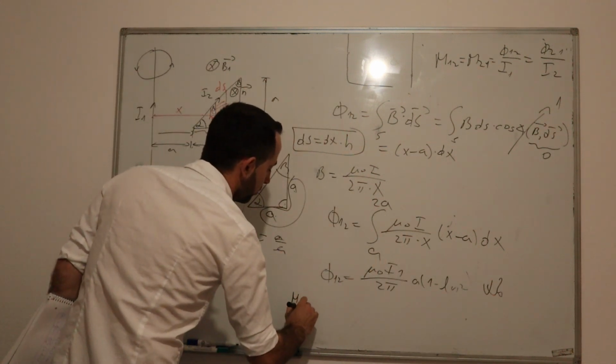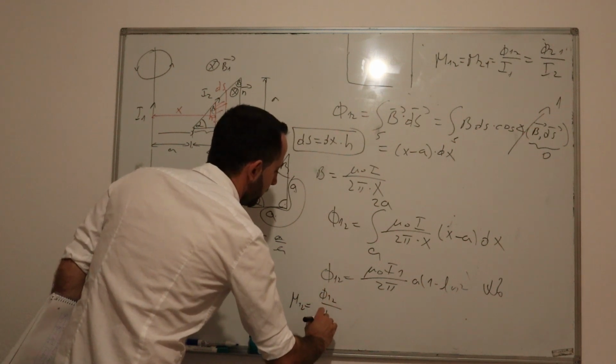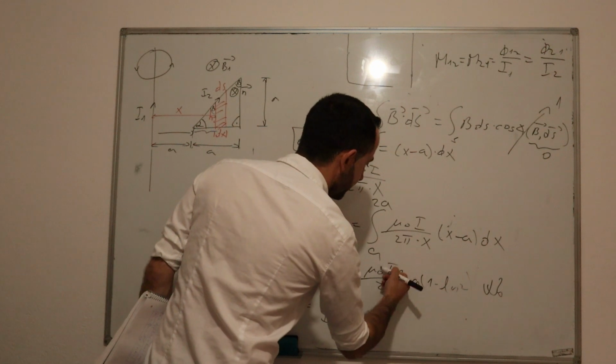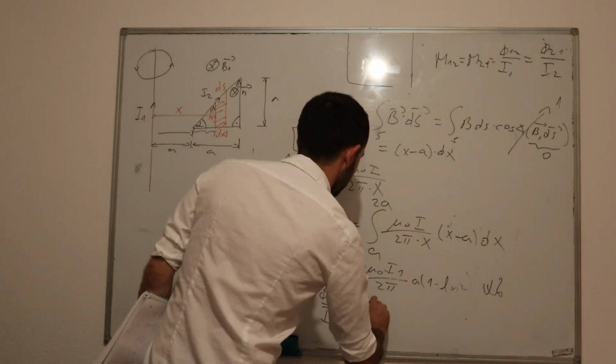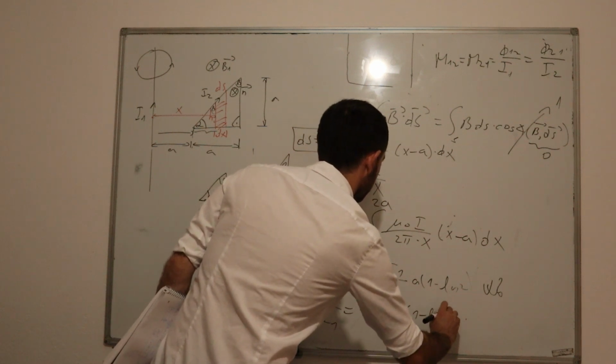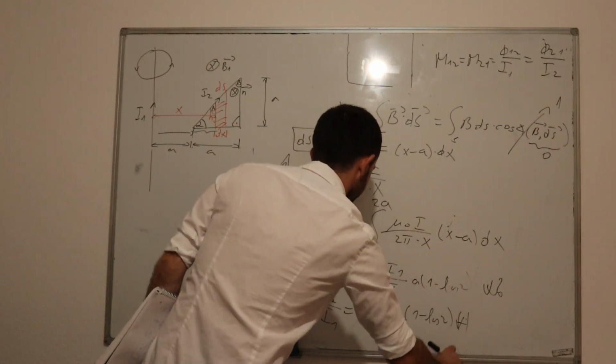Inductivity between these two is phi12 divided by its current. So we will actually get the same except this current. And the unit is Henry.